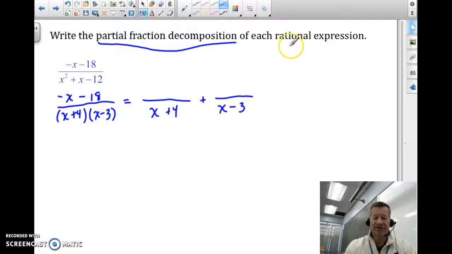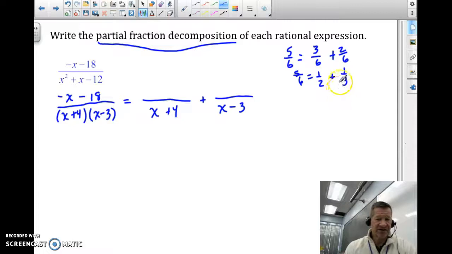Keep in mind as we do this, what I'm doing here is taking something like, let's say I had 5/6 as a fraction, for example. We know 5/6 would be 3/6 plus 2/6, which if I simplify them, would be 1/2 plus 1/3. That's basically what we're trying to do. We're trying to take a bigger fraction and separate it into two smaller ones. So I'm trying to find two fractions I can add together to get this one.